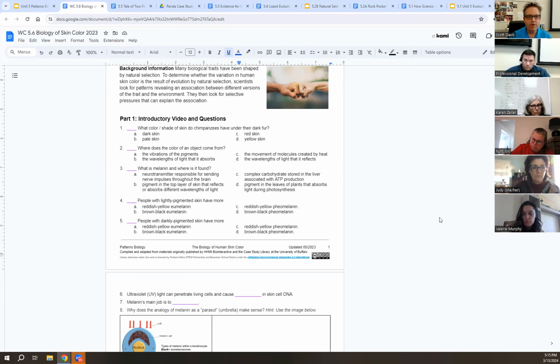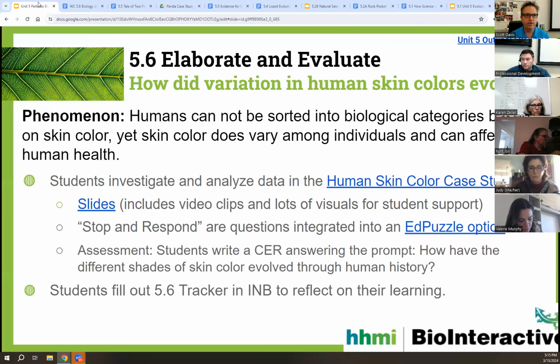And so the video is a great introduction. I will warn you, when you're watching the video, unlike the rock pocket mouse and the salamander, this is heavy duty. There's lots of detail. They're kind of going back to hopefully what they had in Patterns Physics in 9th grade about reflection versus absorption, and looking at the role of melanin, and talking again about that MC1R gene that we touched on with the rock pocket mice.